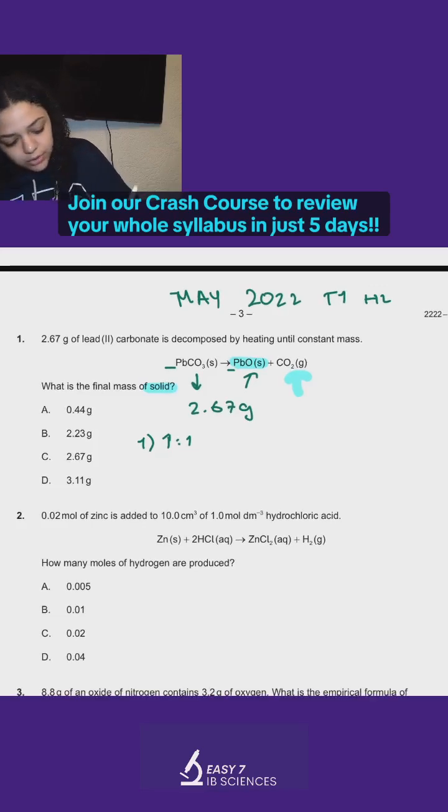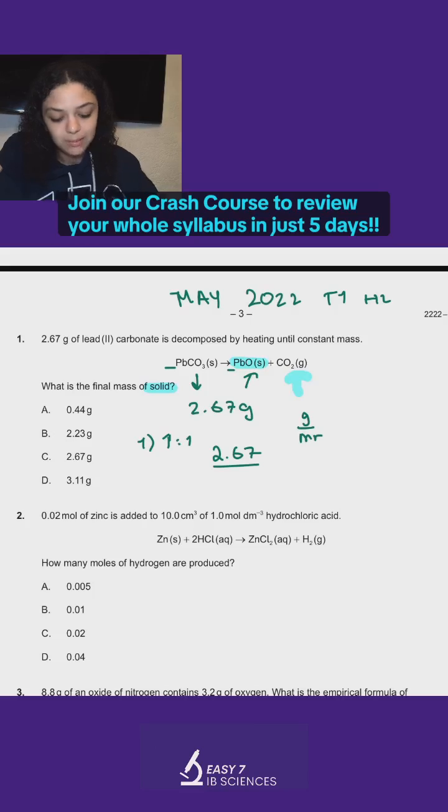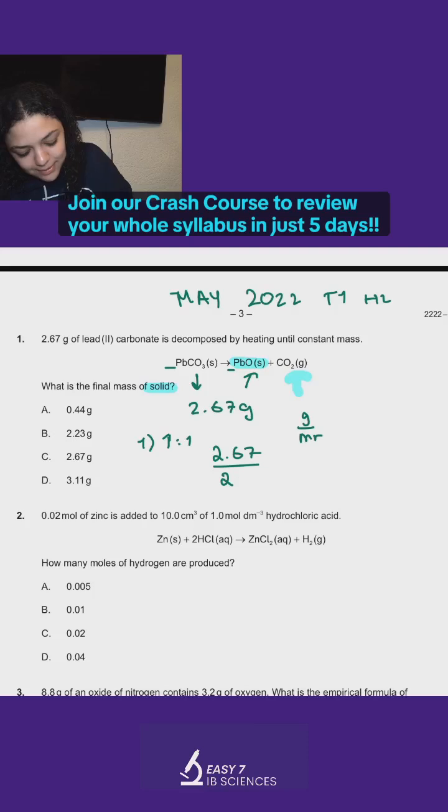How do we do that? Just as normal, we do grams over molar mass, 2.67. And just because I know IB so well, I bet you the molar mass is going to be 267, but let's have a look. Molar mass, if someone can put it in the chat, that'd also be helpful. Molar mass of lead carbonate. I bet you it's 267. It is 267. That's how predictable IB is, I'm telling you.